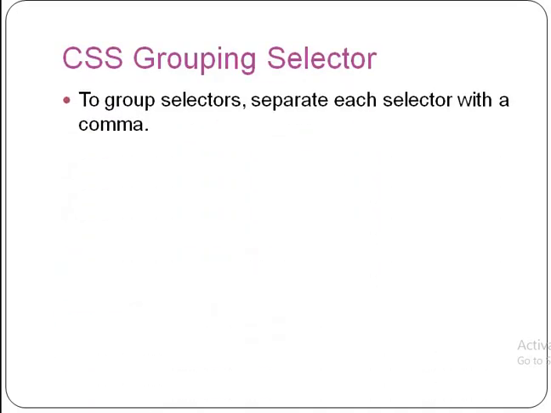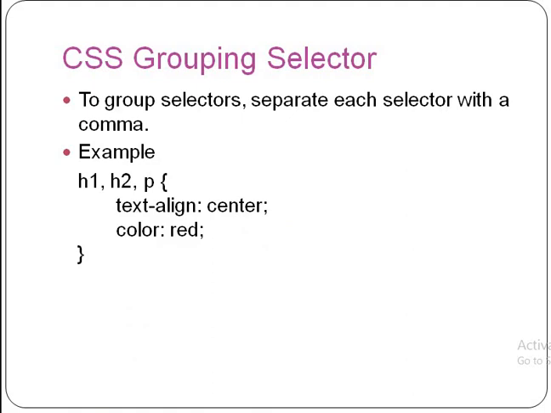So let's see how this can be done. To group selectors, separate each selector with a comma. For example, the previously written code can be simplified as h1, h2, p, and the styling definition is provided inside the braces. So here it is grouped like this. That is, each of these elements is separated with a comma and all of them will have the same definition. So this is how the grouping selector works. We can understand this with the help of an example program.